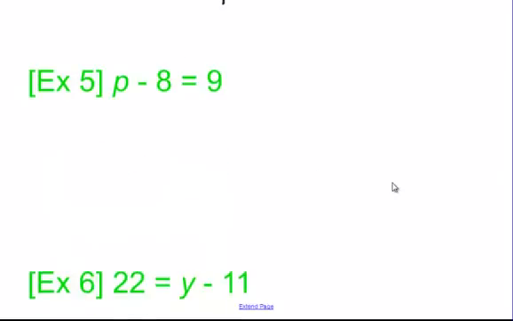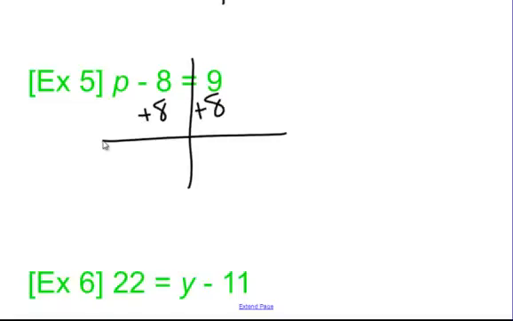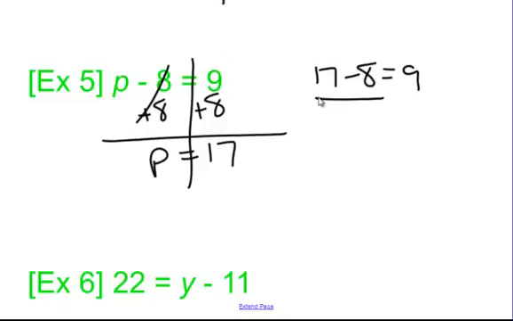Now, we have p minus 8 equals 9. Again, the line down the middle. Since it's subtraction, I'm going to add 8 to both sides. That cancels. We have p. 9 plus 8 is 17. So let's check ourselves. 17 minus 8 equals 9. 17 minus 8 is 9. 9 is 9. So we're happy.